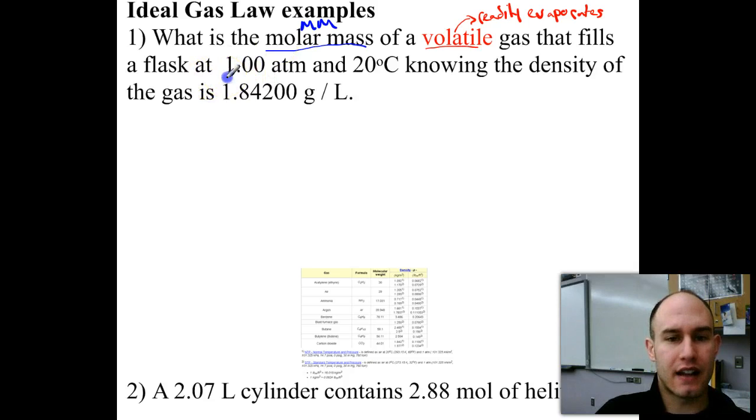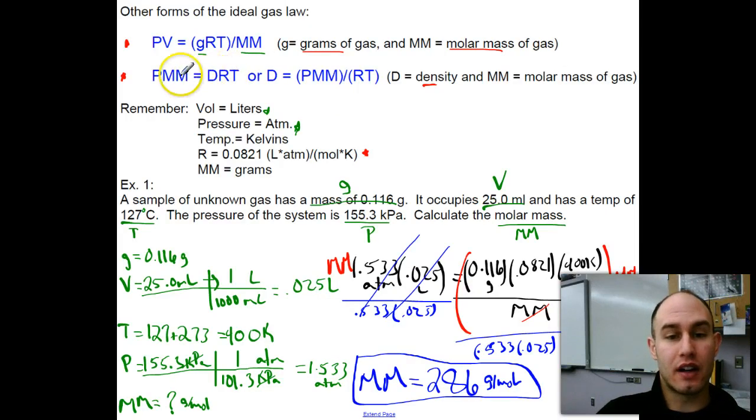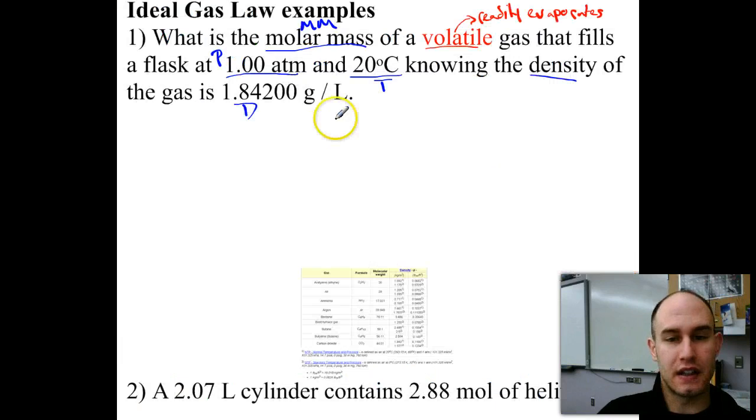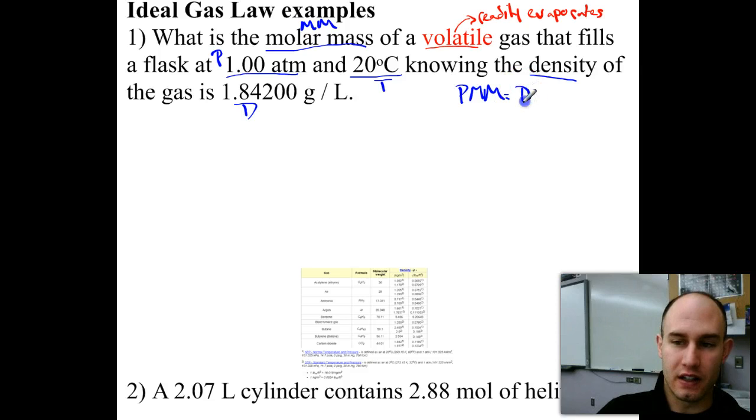It fills a flask at 1 atmosphere, so that's my pressure. 20 degrees Celsius is my temperature, and the density of the gas here, so I'm going to label this one as D, is 1.842 grams per liter. So looking back on my previous one, I have PM equals DRT. So this one has density. If the problem gives you density, that's the equation that you want to use. So that's the equation I'm going to be dealing with here. PM equals DRT. So I'll write that down real quick here. PM equals DRT.